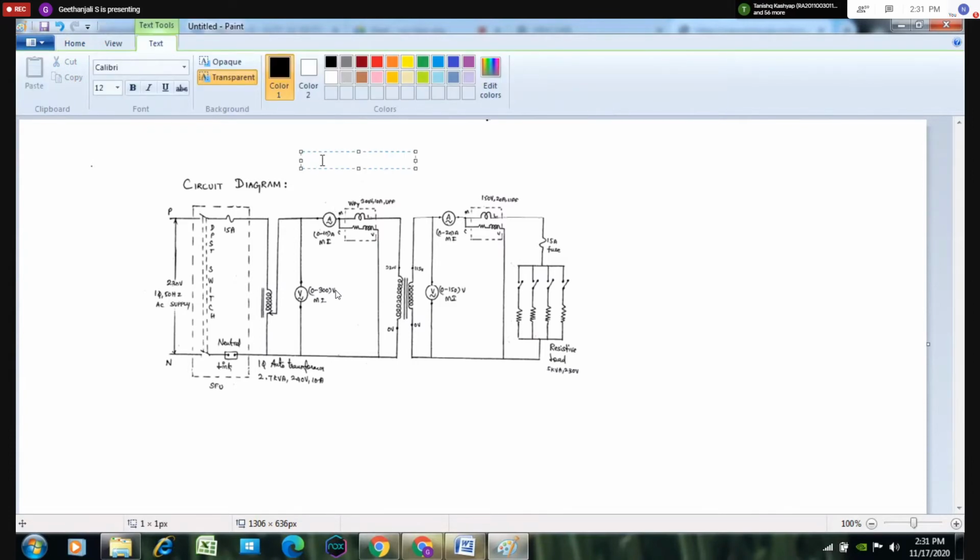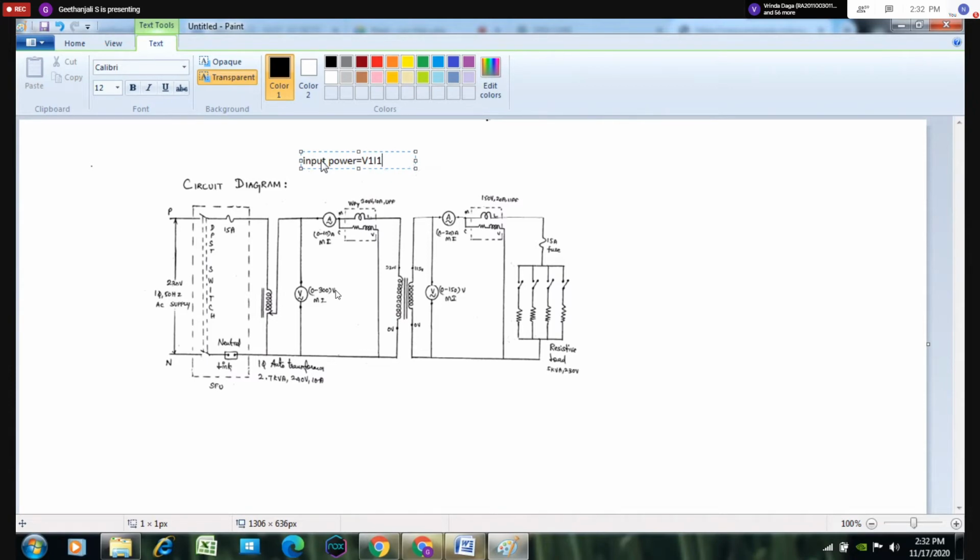Okay. So the input power, here I already told you that there is no wattmeter in the E circuit, but we have to measure the input power by using the formula. This is the formula. Input power is equal to V1 into I1. By using this formula, we are going to measure the input power.